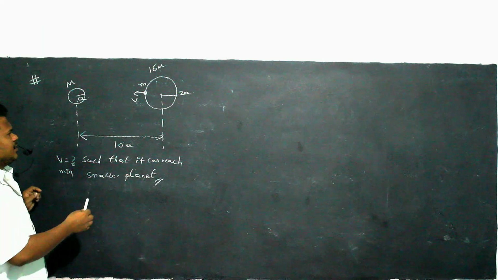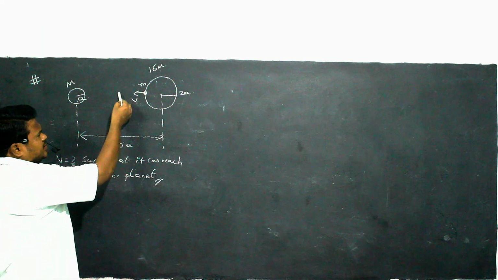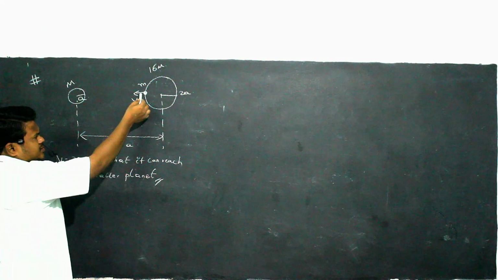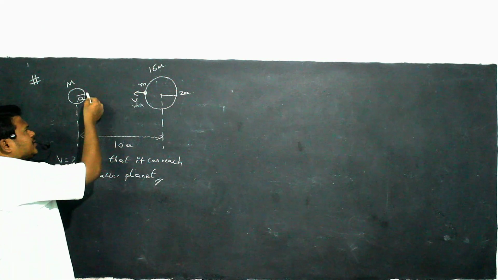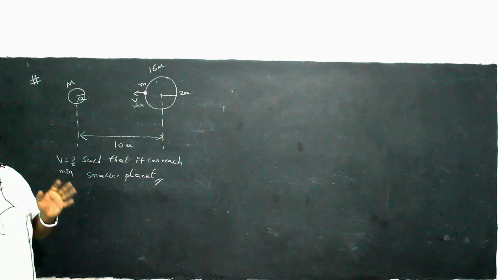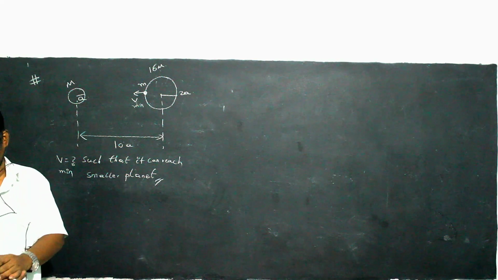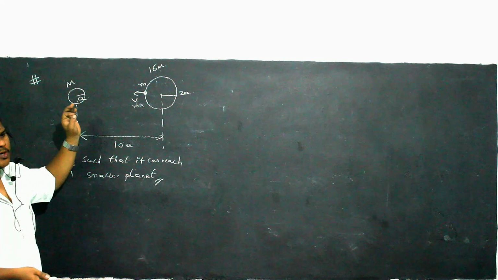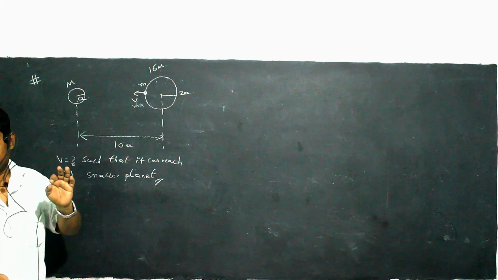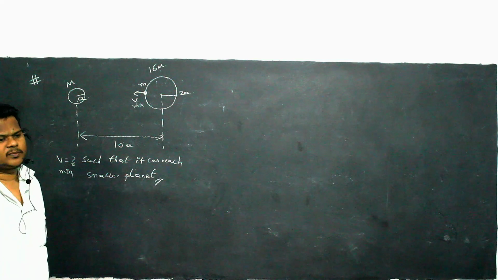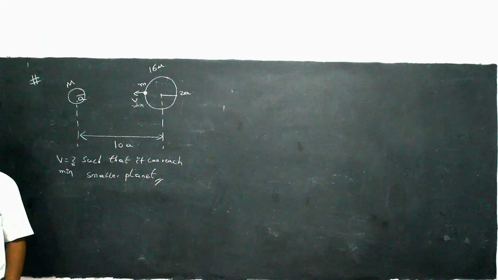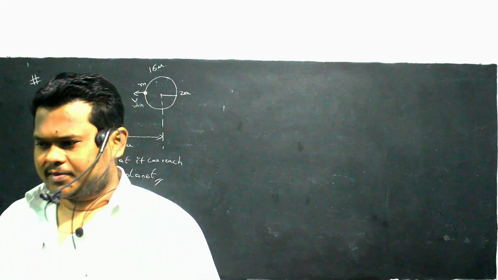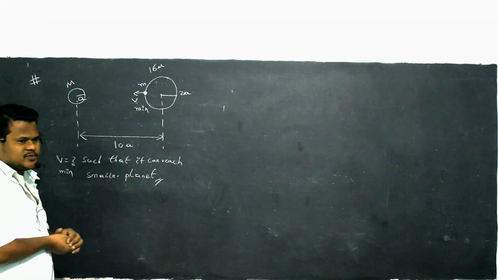Clear? And from this bigger planet, I am projecting a body of mass m with a minimum velocity of v. Then what is this minimum velocity so that it can reach the smaller planet? That is the question. If I throw a body from here, it should be able to reach the smaller planet. Then what is the minimum velocity with which I can throw this body? That is the question. Have you understood? So think for some time and see how we can do this problem.